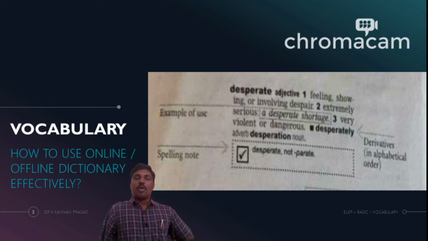Now why does the dictionary italicize? The guide to the dictionary is telling you that if a sentence is italicized, it is giving you the example of use. That is, the dictionary itself is using the word desperate in a sentence for your benefit, so that you could understand how the word can be used in a sentence. So you move on, you also see the third meaning, and this word has three different meanings.